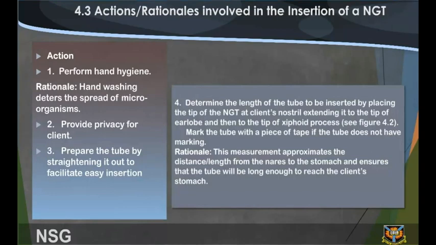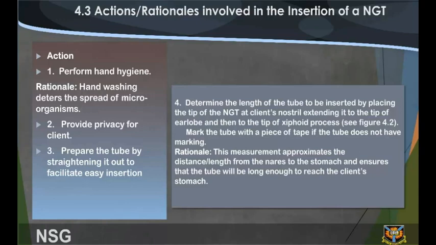Action 1. Perform hand hygiene. Hand washing deters the spread of microorganisms. 2. Provide privacy for the client. 3. Prepare the tube by straightening it out to facilitate easy insertion.